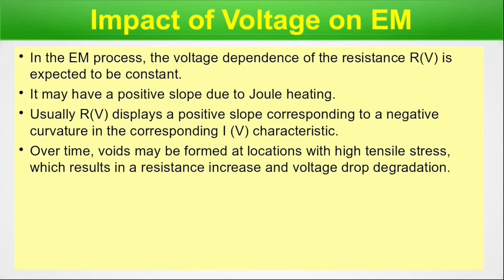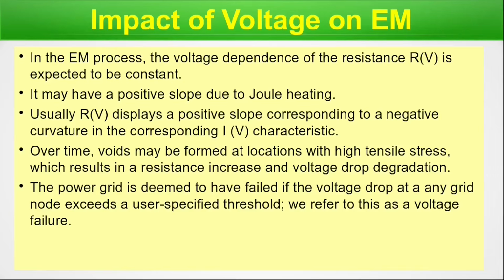Due to electromigration, two things happen. One, a hillock is created or a void is created. Now, if a void is created, what will happen? The cross-section of the current carrying metal or via will get reduced, and hence the resistance will increase. If the resistance increases, the voltage drop degrades. So this is the way things happen.